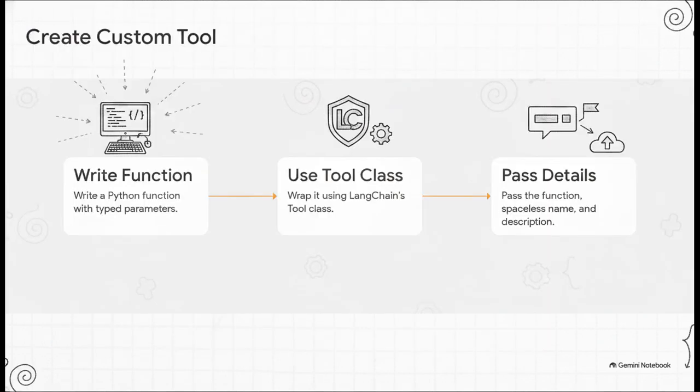Building our custom text-saving tool happens in 3 really simple steps. First, you define your standard Python function with typed parameters so the model knows exactly what kind of data it's handing over. Next, you import LangChain's tool class. And finally, you just wrap your function inside that class, assigning it a spaceless name, something like save_text_to_file, and a crystal clear description of what it accomplishes. Just like that, your agent is armed and ready to trigger your custom code autonomously whenever a task requires it.